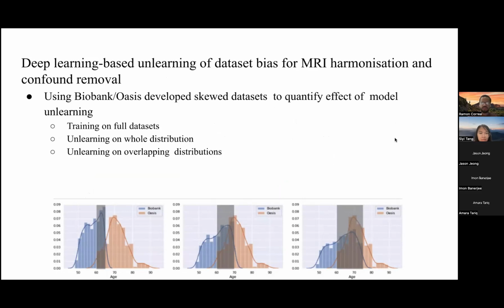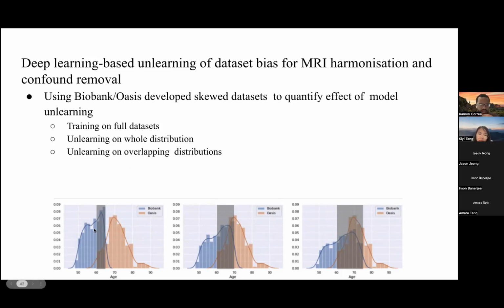And so here is a data set that they obtained. It was an MRI data set from the Biobank, Oasis dataset, and Whitehall. And one thing which Iman had brought up earlier is what happens when your data set is skewed. How will your model unlearn those features? And the one thing that the authors did is, since there's such a skew in the distributions, what if we only tell the model to unlearn based on overlapping distribution?